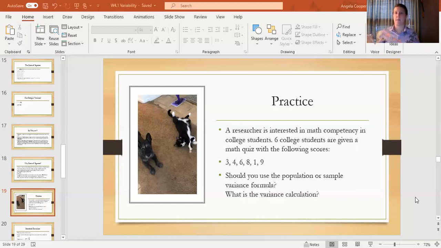Now I have to divide by what? Well, this is the sample variance that we're talking about. So we're taking the sample size minus 1. We had a sample size of 6. 6 minus 1 is 5.